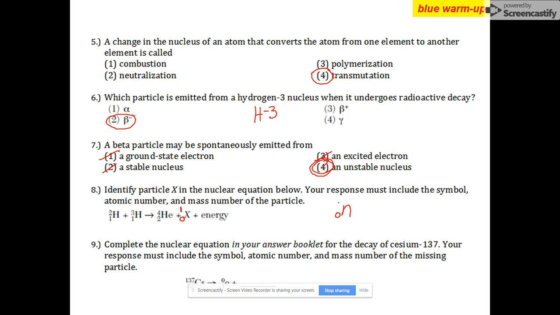Okay, we don't come across these too often in radioactive decay, but neutrons can be emitted as a type of radioactive decay. And we know that this thing has to be something with a mass of 1 and a charge of 0. The only thing that fits that is a neutron.